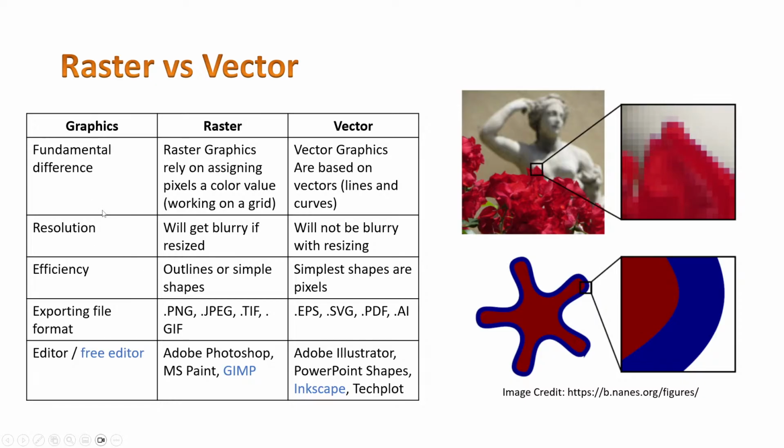Resolution: raster will get blurry if you resize it, while vector will not get blurry when resizing. Efficiency: this is for outlines or simple shapes, the simplest shapes.